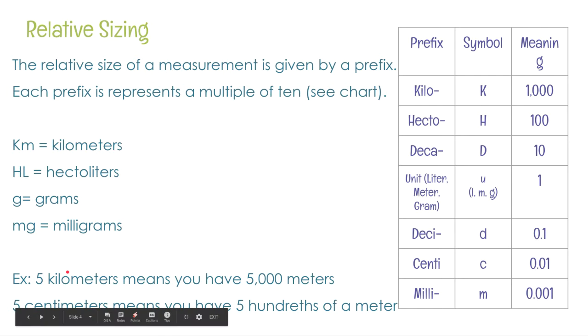If I were to have 5 kilometers, that would mean that I had 5,000 meters. 5 kilo is 1,000, and then meter is measuring distance. So I'm measuring a distance of 5,000 meters.